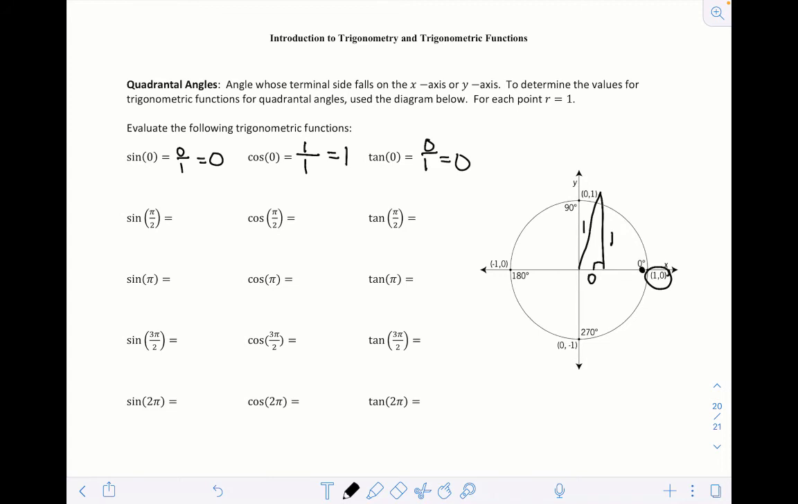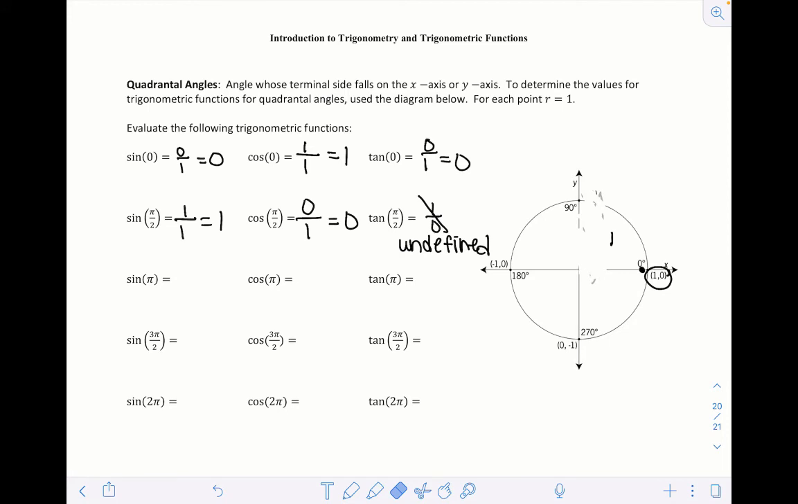So sine of pi over 2 would be opposite over hypotenuse, 1 over 1, which is 1. Cosine of pi over 2 would be adjacent or x, 0 over 1, which is 0. Tangent would be opposite over adjacent. So 1 over 0, which is undefined.